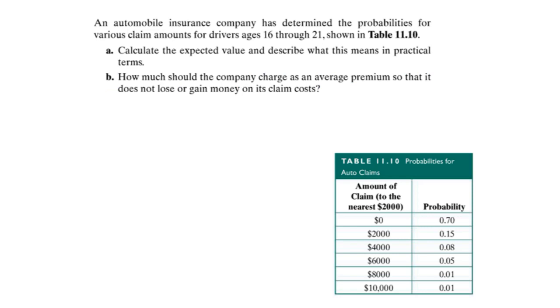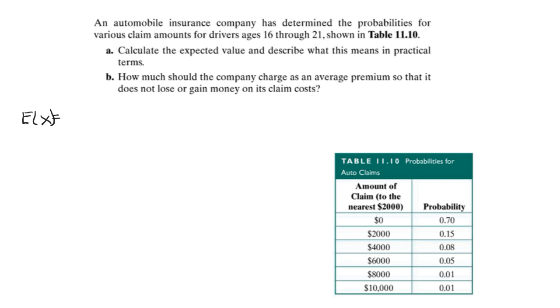An automobile insurance company has determined the probabilities for various claim amounts for drivers ages 16 through 21. So we'll use this table below on the far right to help us calculate our expected value. Part A says calculate the expected value and describe what this means in practical terms. All right, so let's go for our expected value first of all.